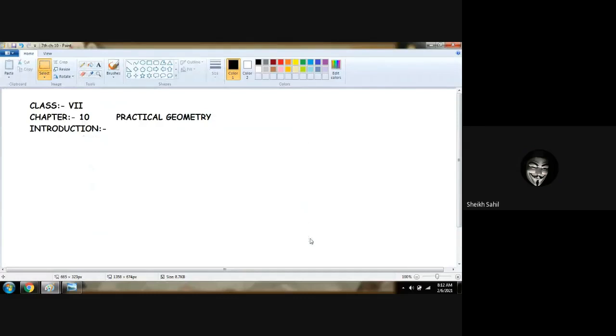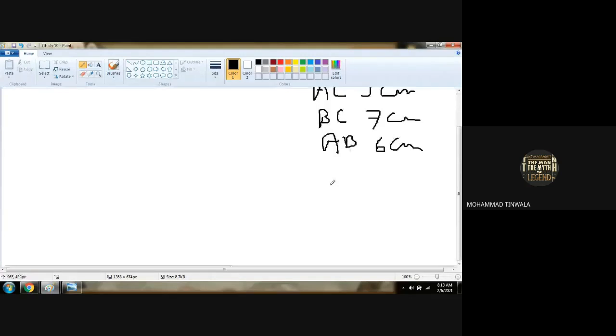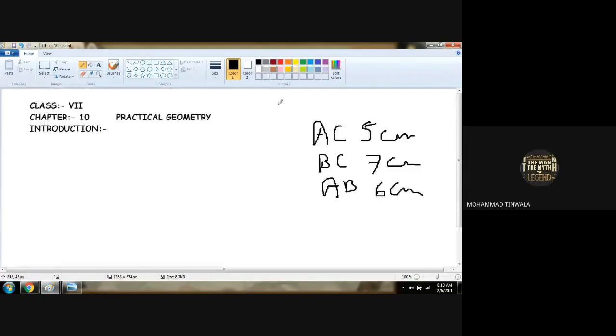And if the triangle is given, AC 5 centimeter, BC 7 centimeter, AB 6 centimeter. Which one is the greater side in this triangle ABC? BC. Which line segment is the greater side? BC.